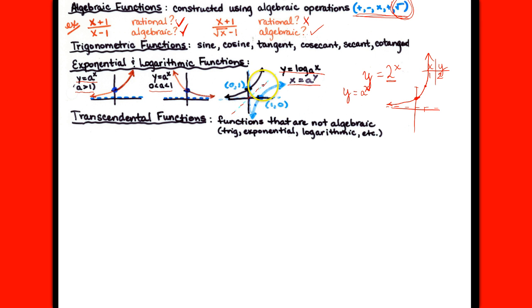That's that dotted line that you see there. And so you can see that if I took this point, 0, 1, and I reflected it across that line, I would be at 1, 0.